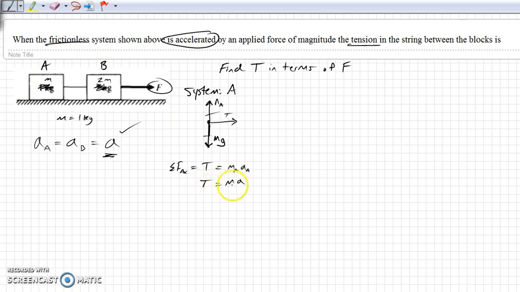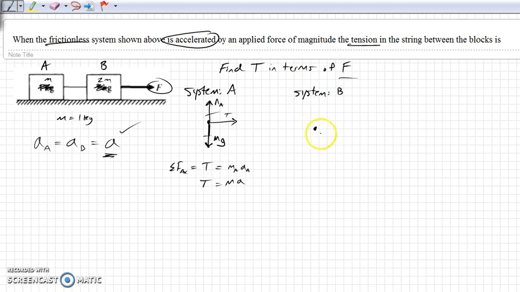Okay, but that gives me tension in terms of the mass of block A and the acceleration it's experiencing, but it doesn't give me tension in terms of F, the external force that system B is experiencing. So to look at that, we're going to think of object B as its own system, so system B.